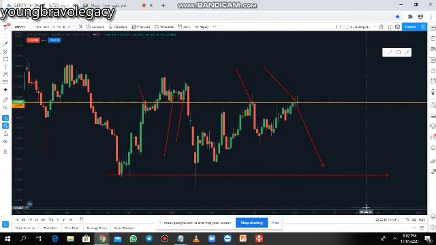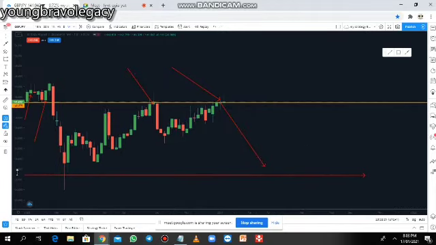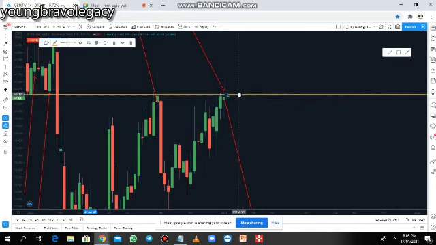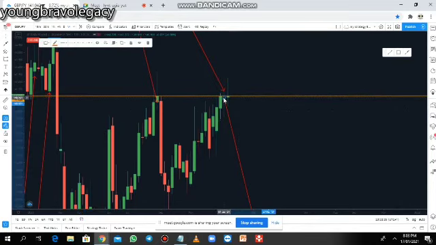Now that's what we might have in the big picture. But now let's look at price action at that area. When you look at price action, look at these three bullish candles. They are finding it hard to break and close above this area. They are finding it hard to break and close above that area.